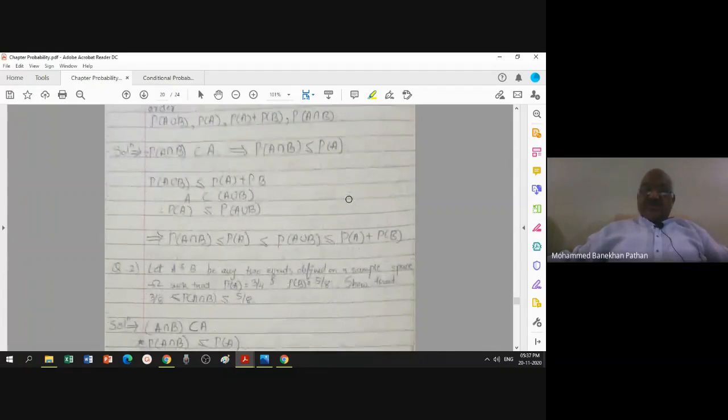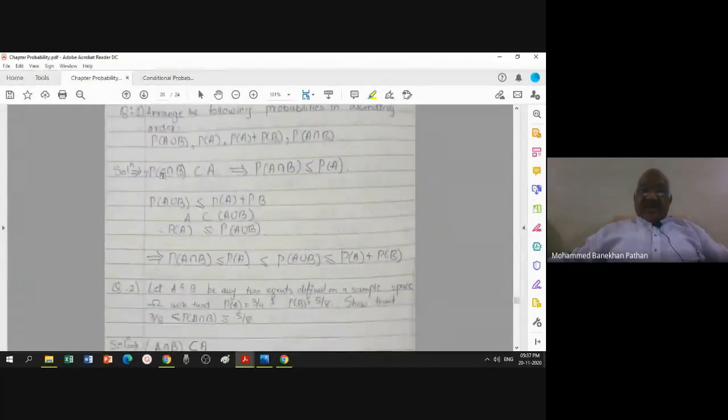So the solution will work like this. A intersection B is a subset of A. We know from school set theory, intersection is always smaller than the original event. So probability of intersection is less than or equal to probability of A. Yesterday I told you probability of union is less than or equal to PA plus PB. A is a subset of union. So probability of A is less than or equal to probability of union.